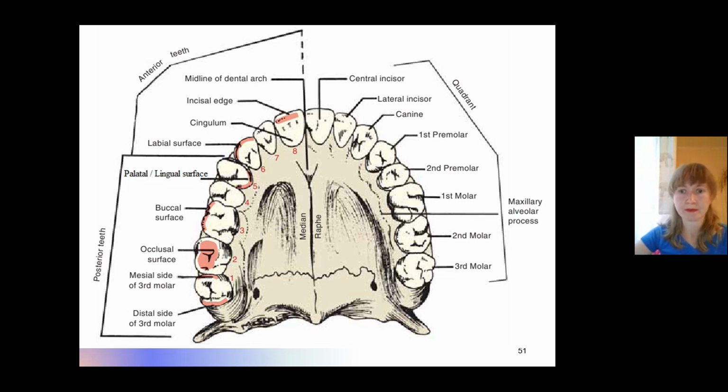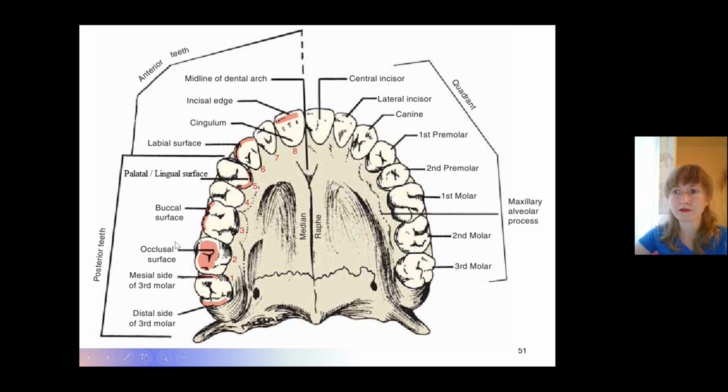Anatomy of teeth. Structure of teeth. If it goes about teeth, to recognize them, to give correctly names to the surfaces, we should know such terms. Anterior teeth, posterior teeth. So anterior teeth, it is canine and incisors. Posterior teeth, it is premolars and molars. So anterior teeth, posterior teeth.